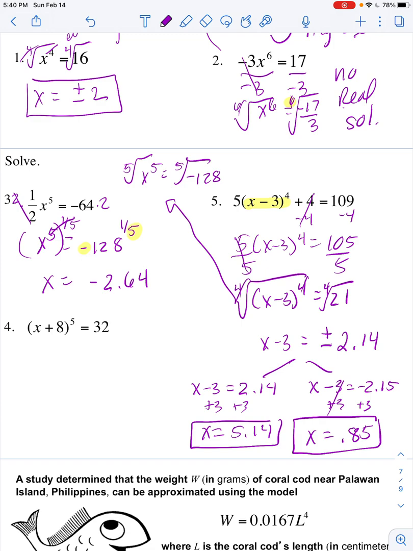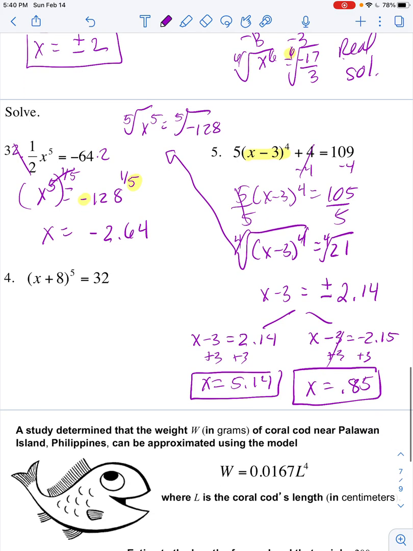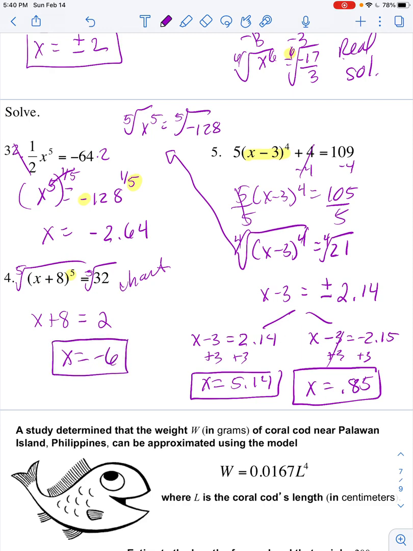Alrighty, so you just kind of have to pay attention. Like here, I'm looking at this next one and I say, okay, this one's odd. I'm only going to have the possibility of one answer. And I can fifth root both sides. And since I'm taking the fifth root of a positive value, I expect one positive number. This one happens to be on my chart. So that's a straight up 2. So I have x plus 8 equals 2. So my one and only solution is that x is negative 6.